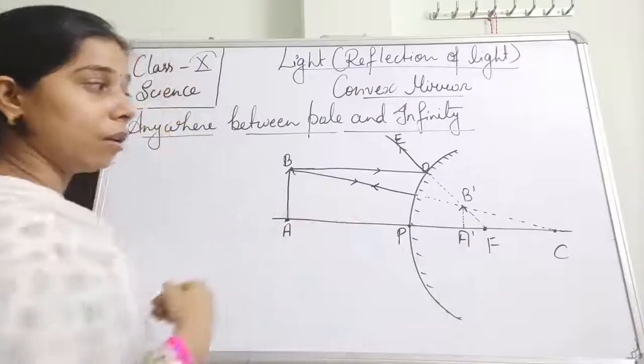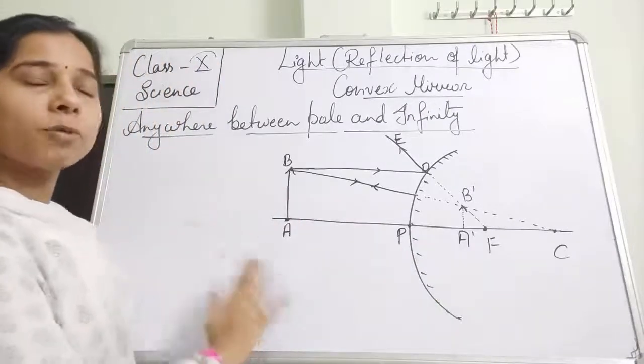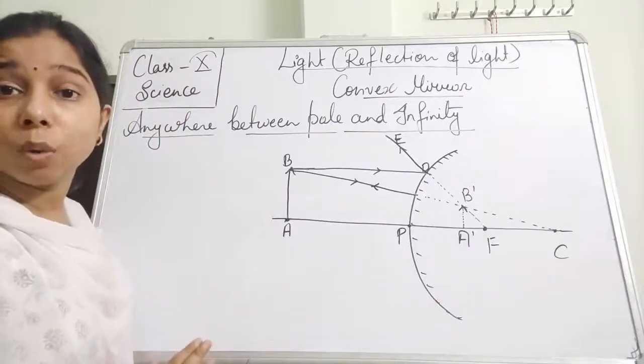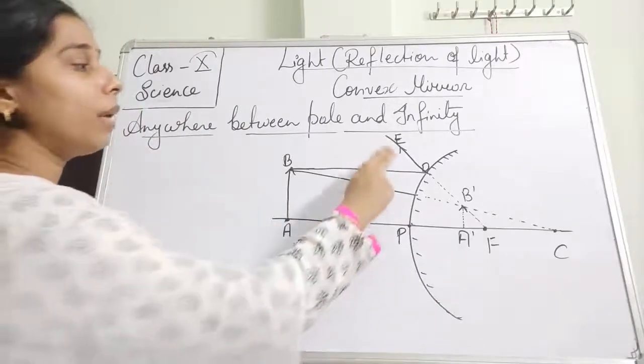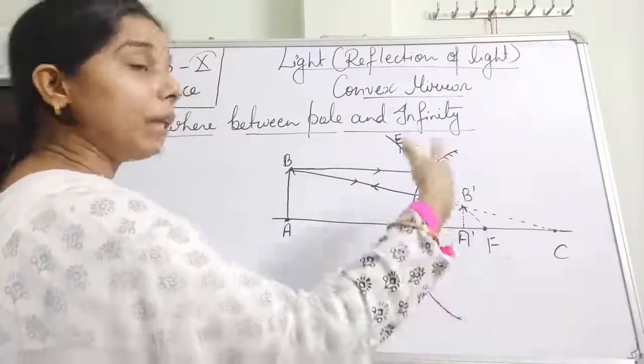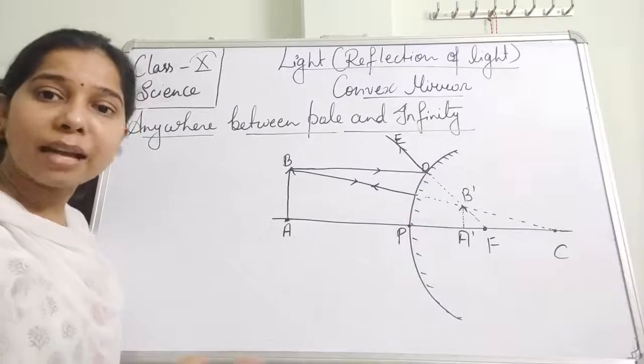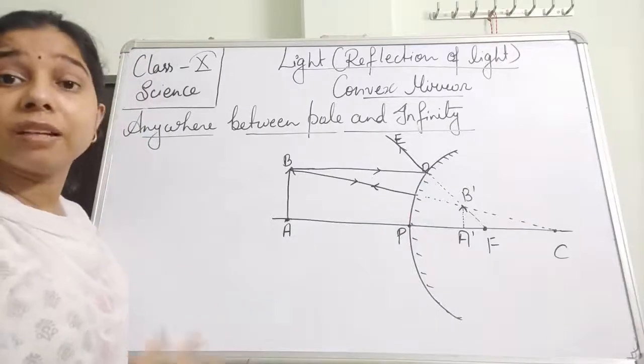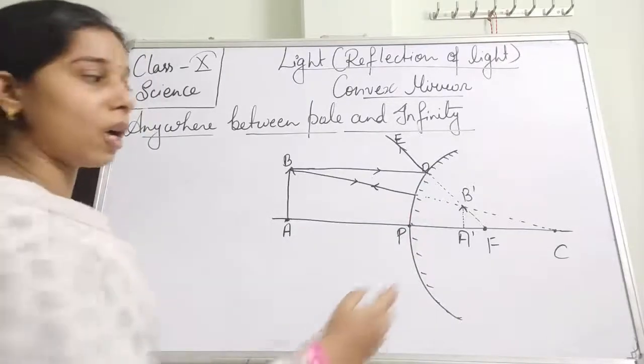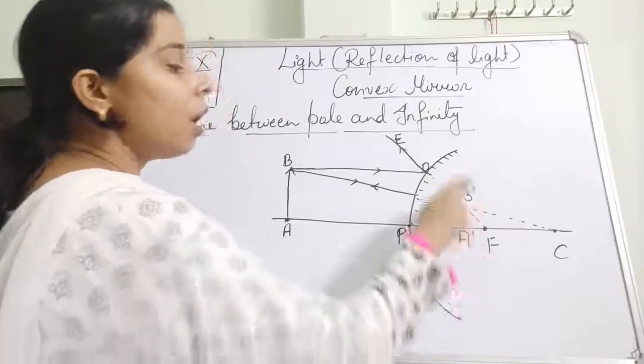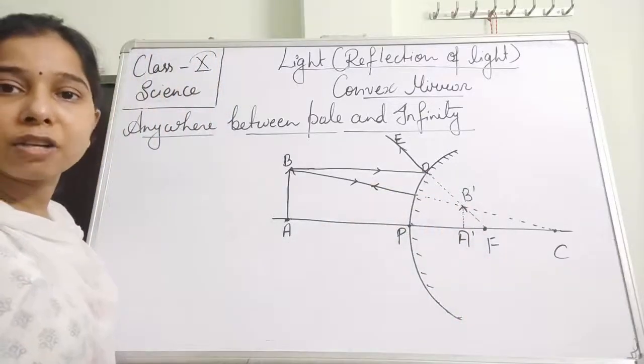You can see here. Okay, so we had kept the object anywhere between the pole and infinity, due to which two rays are there. They intersect behind the mirror. It appears that actually they do not meet, but it appears that they are intersecting each other behind the mirror, and they form an image, that is A dash and B dash.